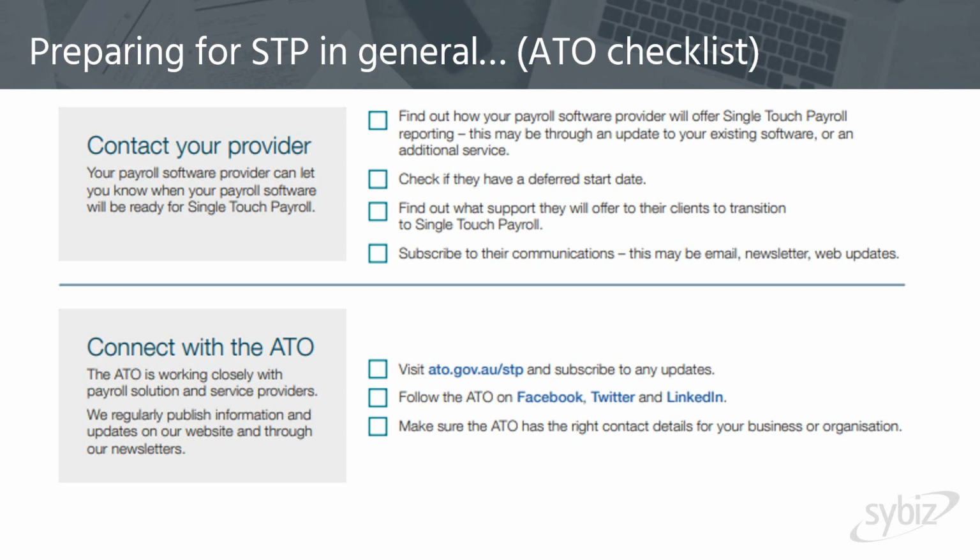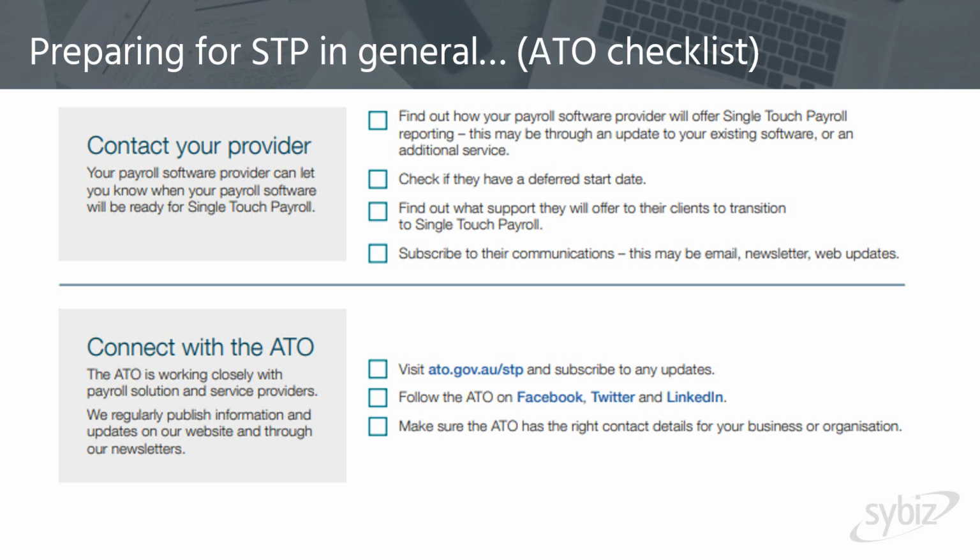Now, you should have received some information from the ATO from around about the beginning of March, and this is just an example of a checklist that you would have hopefully received. And because we are your software providers, I thought it'd be a good idea to talk a little bit about our items on the checklist here.